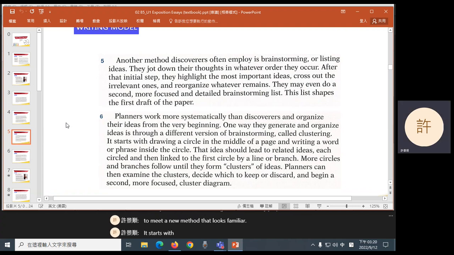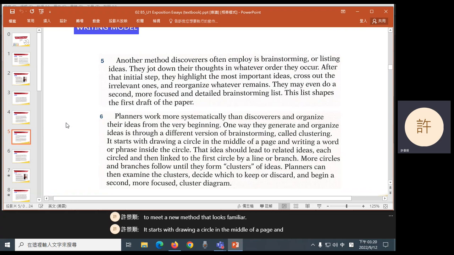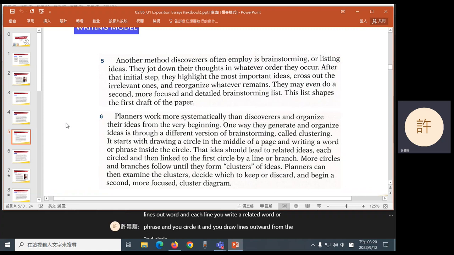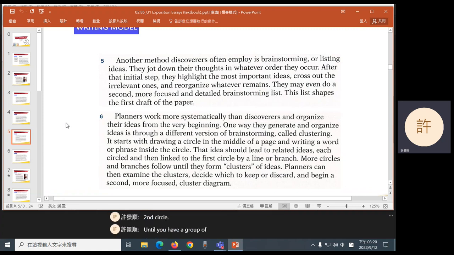It starts with drawing a circle in the middle of a page and writing a word or phrase inside the circle. That idea should lead to related ideas, each circled and then linked to the first circle by a line or branch. More circles and branches follow until they form clusters of ideas. So as it says, one circle, one word or phrase, and then you draw lines outward, and each line you write a related word or phrase, and you circle it, and you draw lines outward from the second circle until you have a group of enough ideas to put together into an essay.